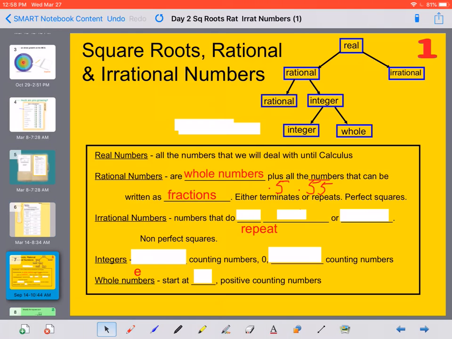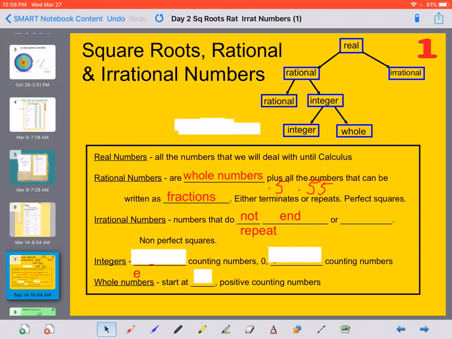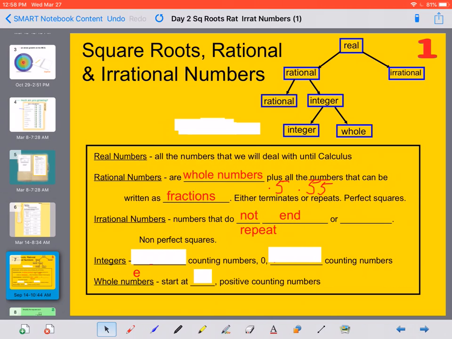Irrational numbers are numbers that do not end or repeat. So they are non-perfect squares. A number that wouldn't end would be like 0.5, 6, 1, 2, 3, on and on forever. Non-perfect squares would be like the square root of 17 or something like that. Something that's not a perfect square.